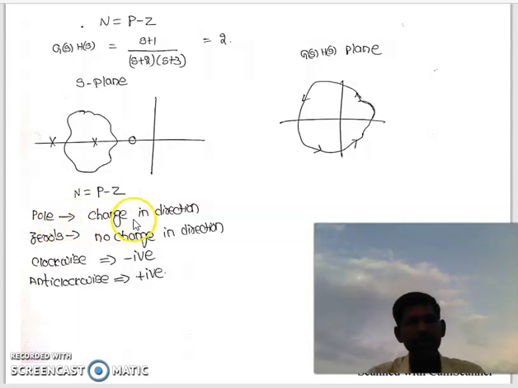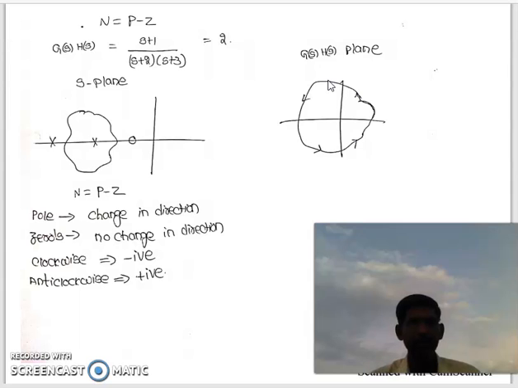A pole means a change in direction. Zeros mean there is no change in direction. Clockwise means minus, negative. Anti-clockwise means positive. Now for the G(S)H(S) plane, how can you draw it? We can draw it like this.